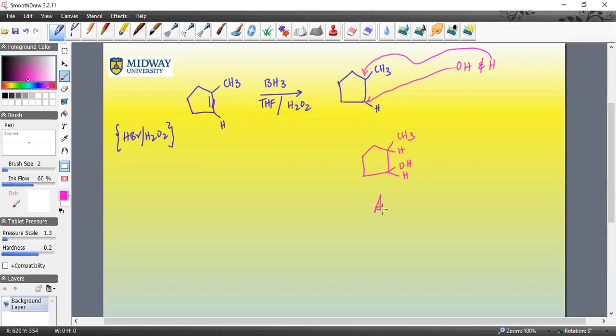So that is how you do it. This is an anti-Markovnikov's product, in contrast to when you use mercuric acetate and sodium borohydride, where we ended up with a Markovnikov's product. And in this case, when you use boron trihydride and hydrogen peroxide, you end up with an anti-Markovnikov's product. All right. So that's how you work with boron trihydride compounds.